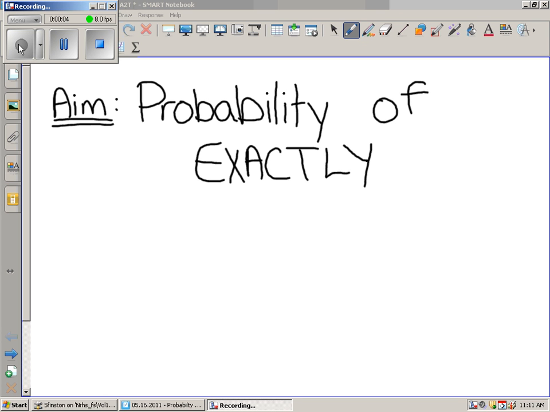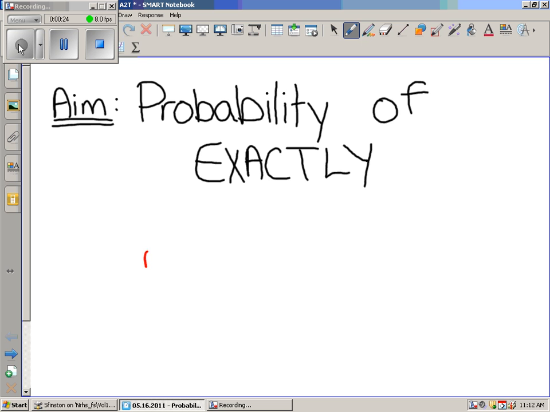Today we're talking about probability of exactly. And we're not talking about exactly one event, the probability of exactly something occurring when there are lots of events going on. And we're going to need a really big formula for this. It has a little to do with what we did last time, that's permutations and combinations.